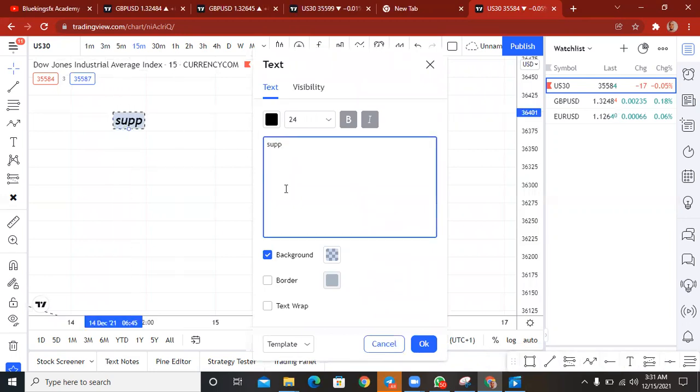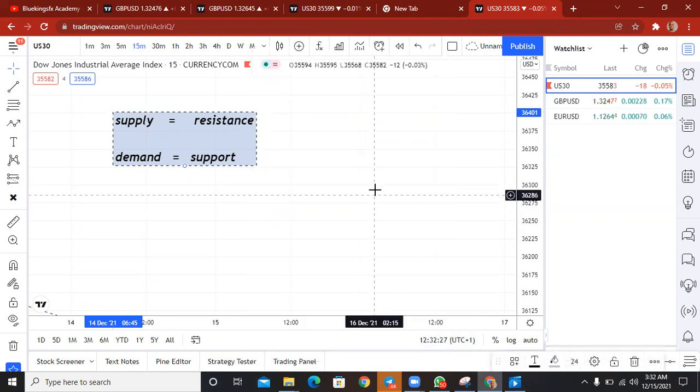Supply, demand, sorry, equal to support, equal to resistance. Right, beautiful. So see what I wrote down here.